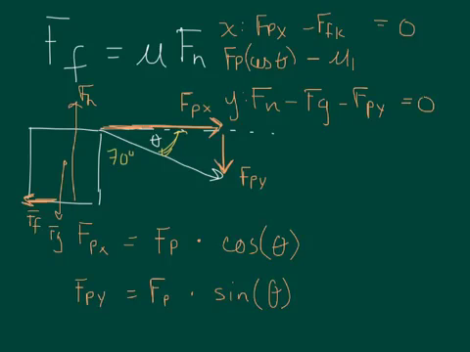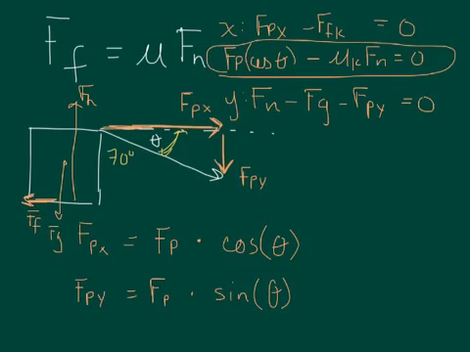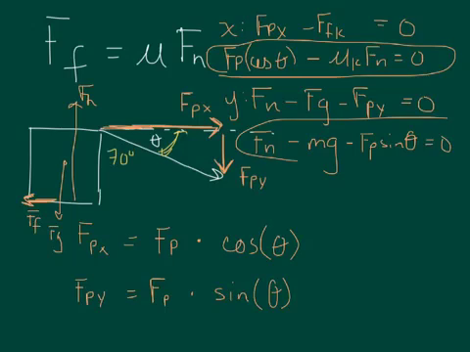Fk is mu k Fn, and that equals 0. So this is your governing equation in the x direction here. And in the y direction, you don't know much. You know Fn is still there. Fg is really mass times gravity. Fpy is Fp sine theta. And that equals 0. And this is your governing equation in the y direction.